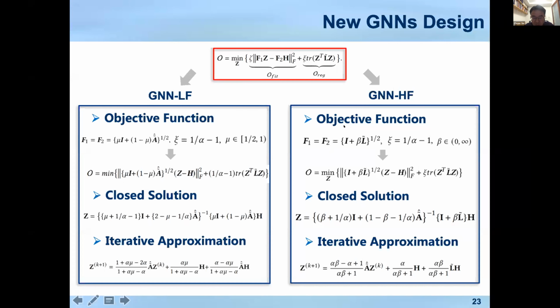Similarly, we can also design the F1 and F2 in this equation. In fact, it is a high pass filter. We can also get the closed solution and iterative approximation.